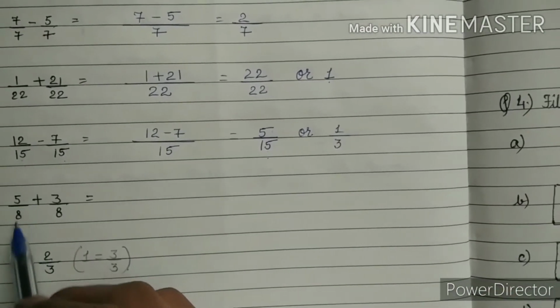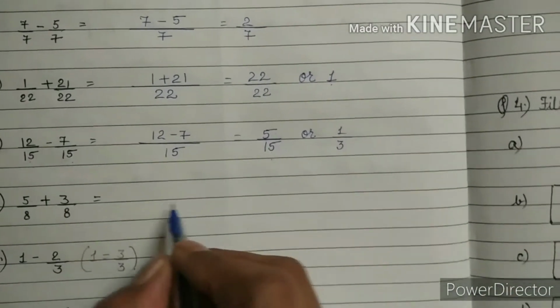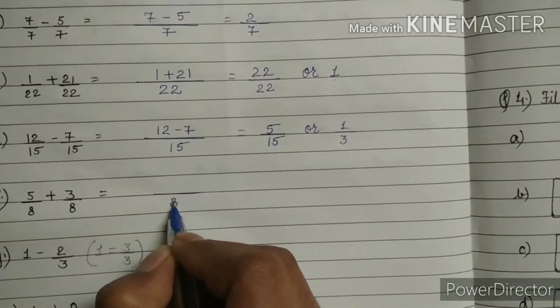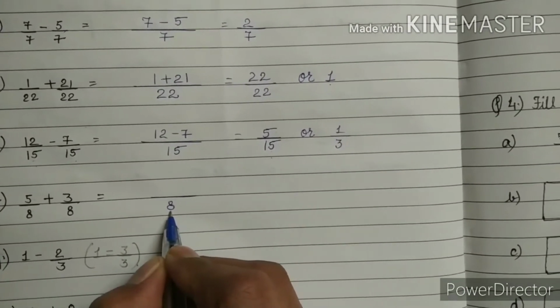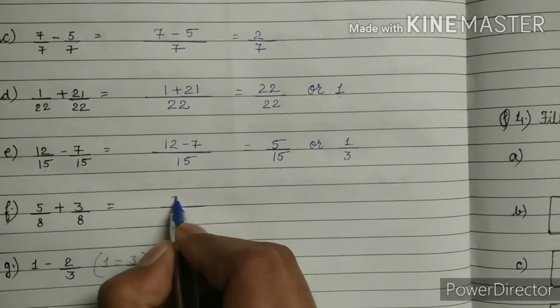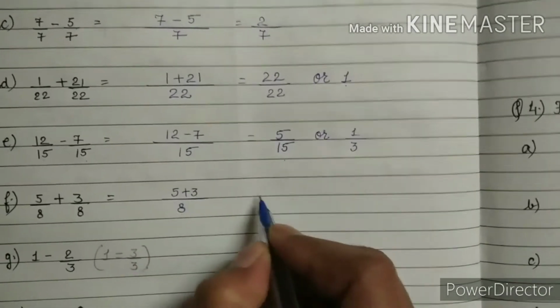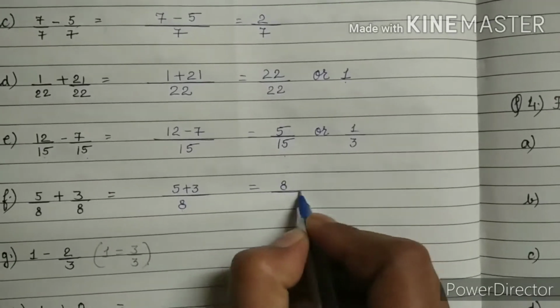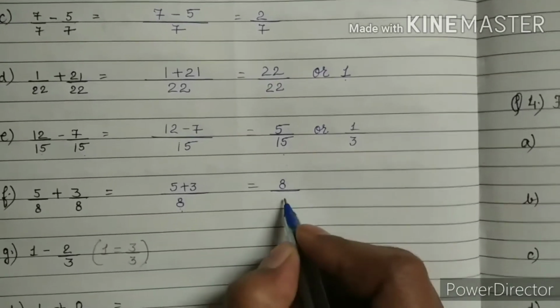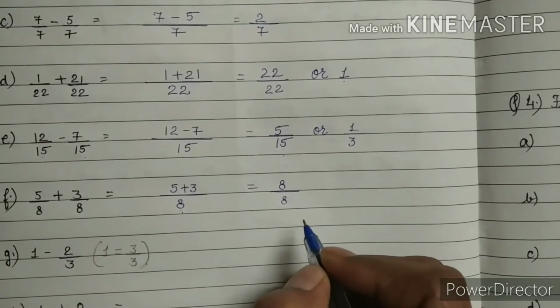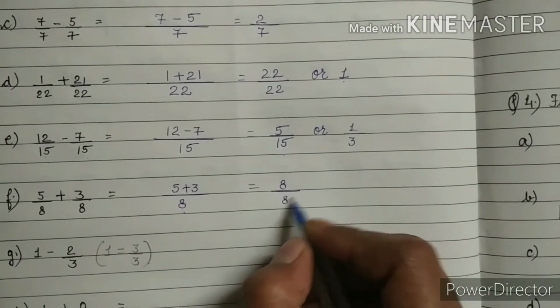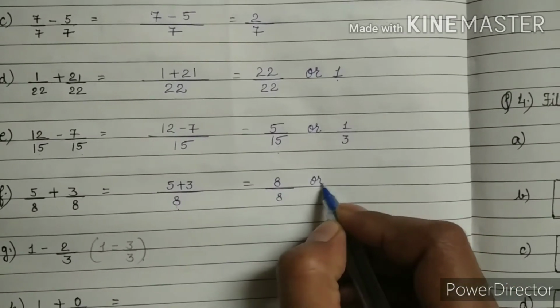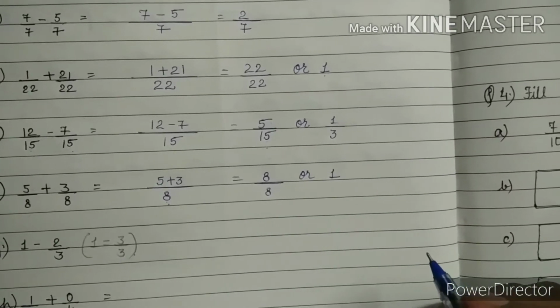Next is 5 by 8 plus 3 by 8. Denominator is same, that's why we are writing it one time. 5 by 3 comes as it is. So that 5 plus 3 is 8, and the denominator 8 will come as it is. So we can cut 8 to 8, so it will give us 1.